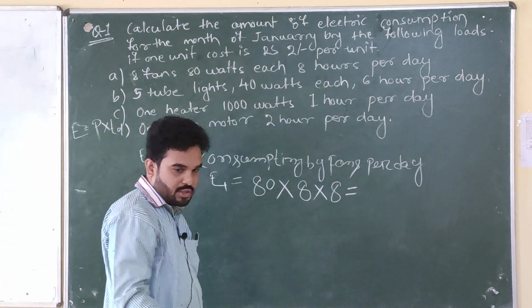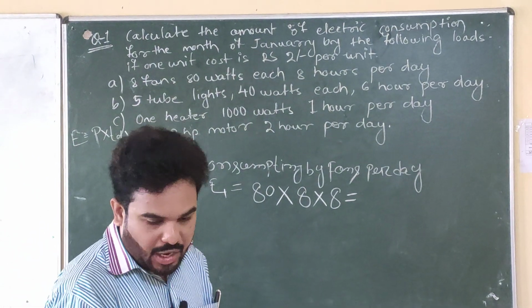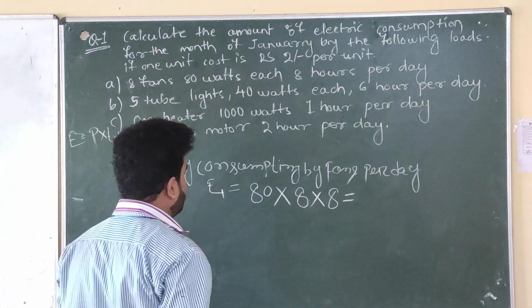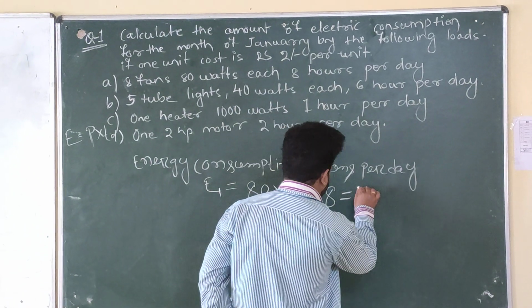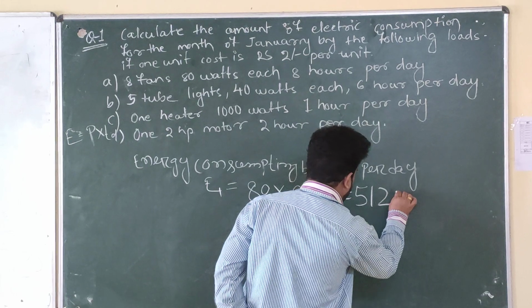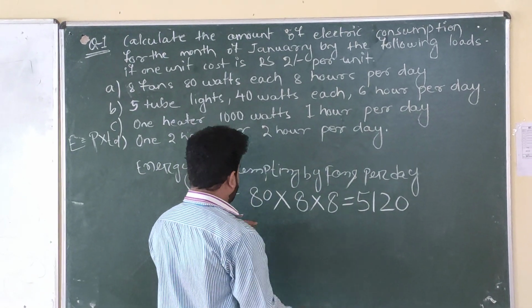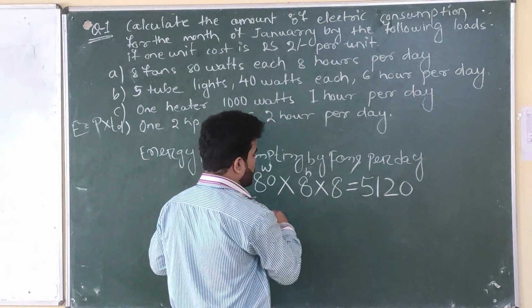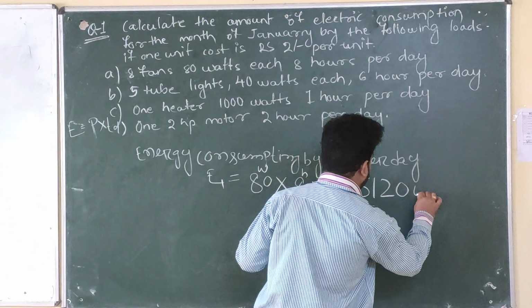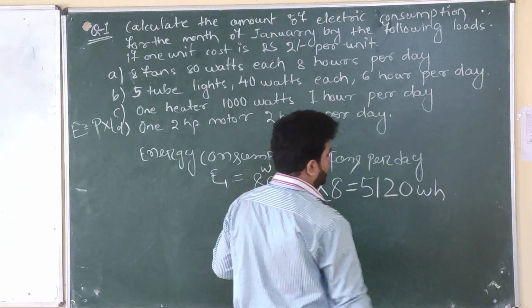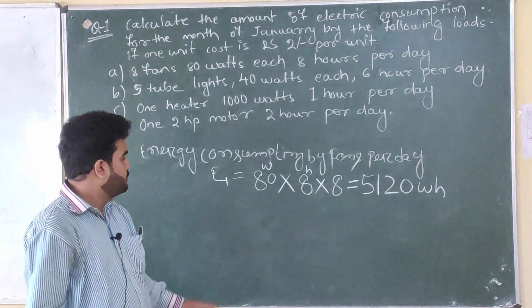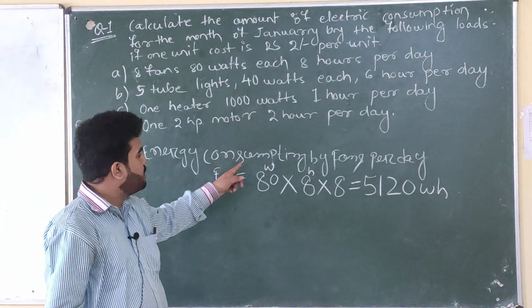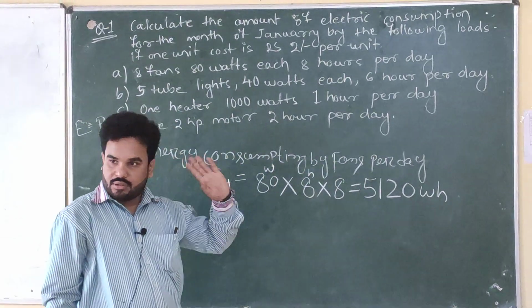So the answer is 5120. What will be your unit? 80 is watt, 8 is hour, so the unit will be watt hour. Clear? For E1, the energy consumption by the fans is complete.